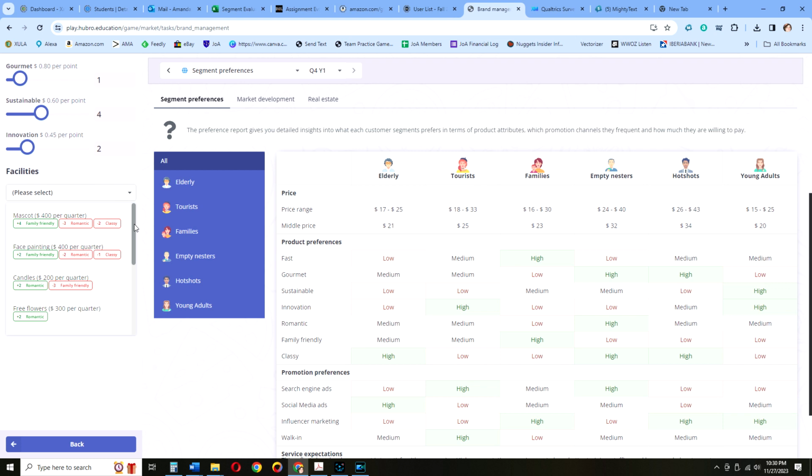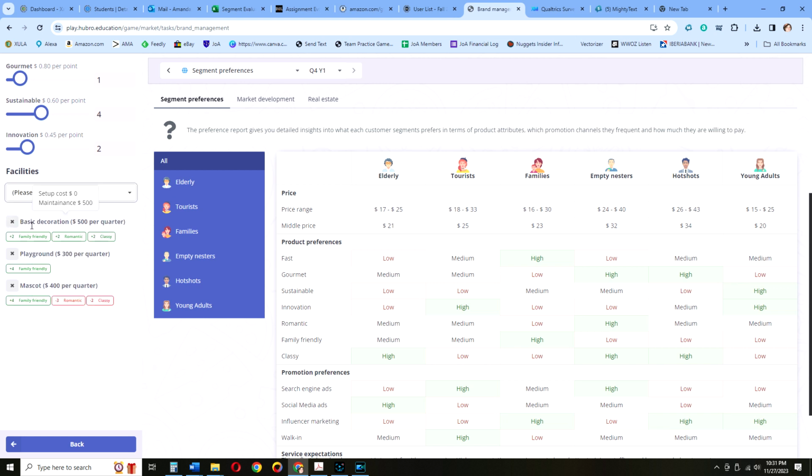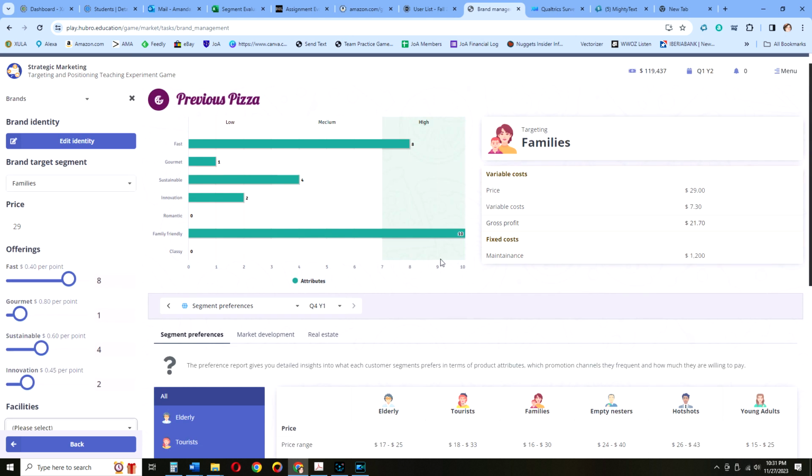I'm going to choose a mascot. Again, I'm going to pick the mascot because I can see I get 2 family friendly points for face painting for $400 per quarter, or for the same money, $400 per quarter, I could get 4 family friendly points by purchasing the mascot. So I'm going to do that. Purchase the mascot, and now we can see that our family friendly score has gone up here to a 10, which is where I want it to be.